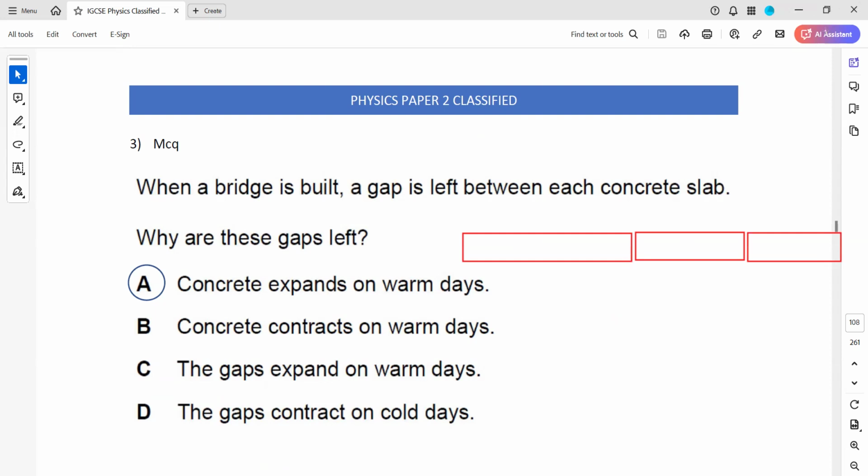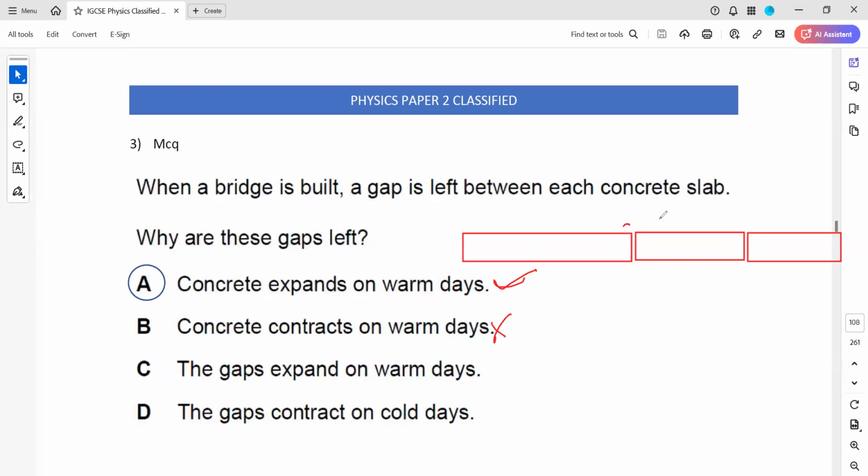The options we have: the concrete expands, because when something is heated, it expands. So concrete might expand on a warm day. That's true. Concrete contracts on a warm day, that's wrong, because it will not contract, it will expand on a warm day. When a substance is heated, it expands; if it cools down, it contracts. The gas expands on a warm day, that is true.